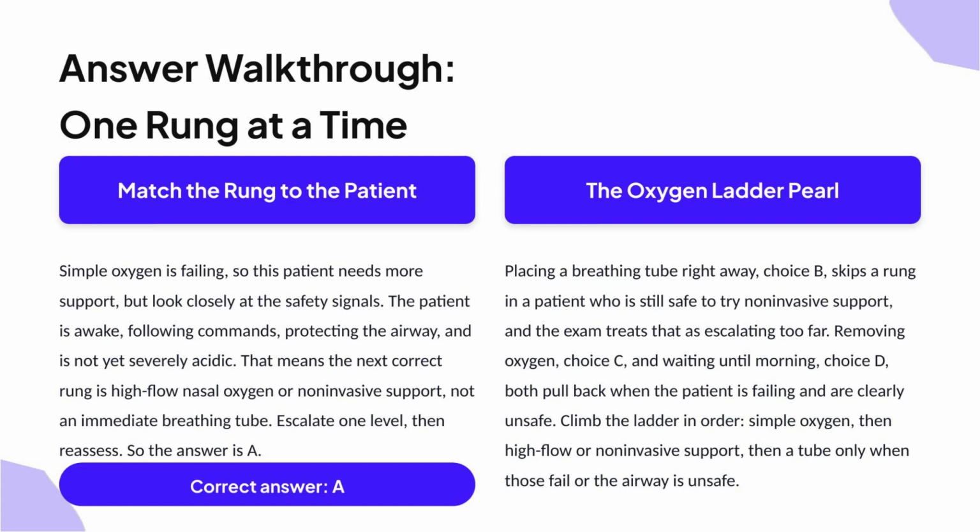Now the pearl and why the rest are wrong. Placing a breathing tube right away, choice B, skips a rung in a patient who is still safe enough to try non-invasive support, and the exam treats that as escalating too far, too fast. Removing the oxygen, choice C, and waiting until morning, choice D, both pull back at the exact moment the patient is failing, and both are clearly unsafe. The oxygen ladder pearl is simple: climb in order. Simple oxygen, then high flow or non-invasive support, then a breathing tube only when those fail or the airway becomes unsafe. The correct answer is A.